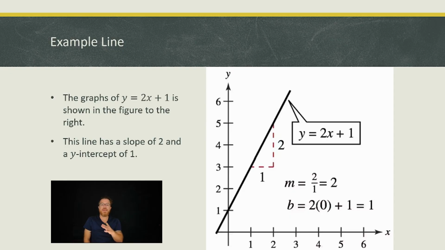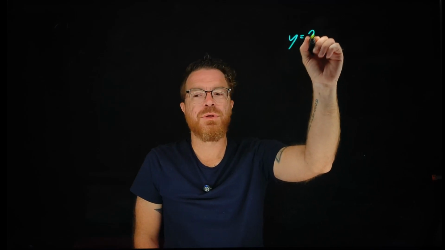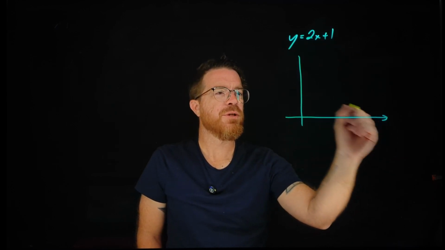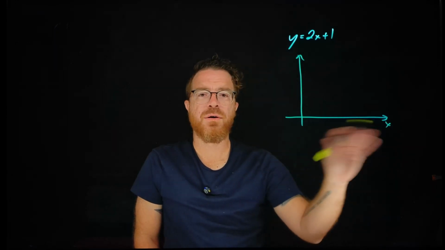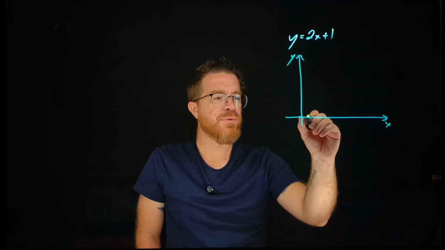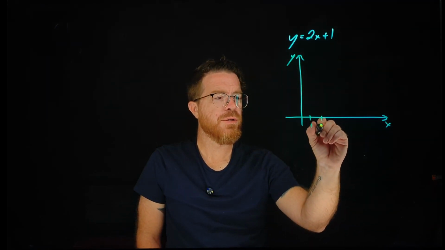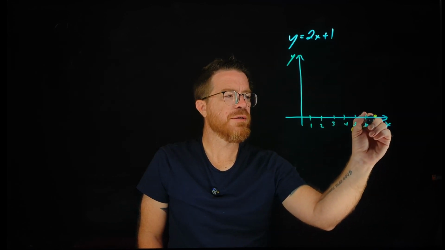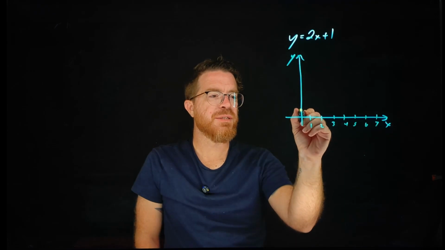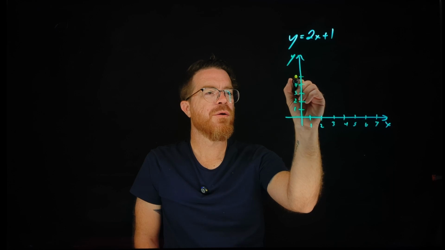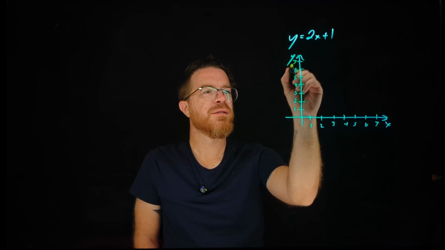Looking at this slide, we can see an example of a linear regression. We have y equals 2x plus 1. So if we wanted to graph this, first thing we need is our xy plane. So we have x's on our horizontal axis, we have y's on our vertical axis. In this case, I'm going to set my x-axis so it's going to be 1, 2, 3, 4, 5, 6, 7. And on the y-axis, I'll do something similar: 1, 2, 3, 4, 5, 6, 7.